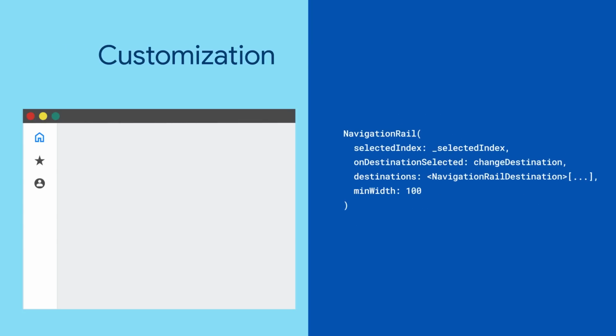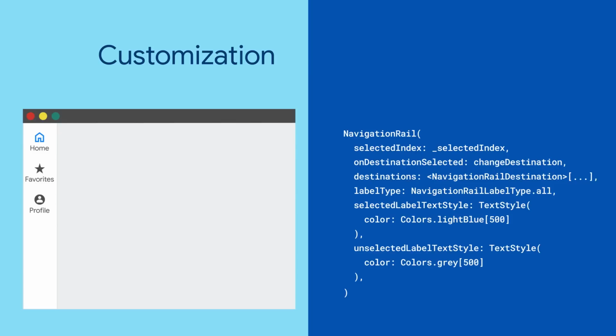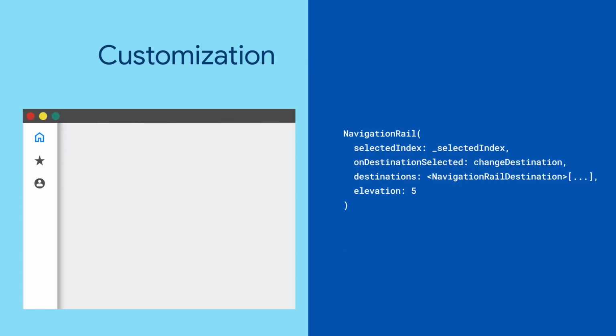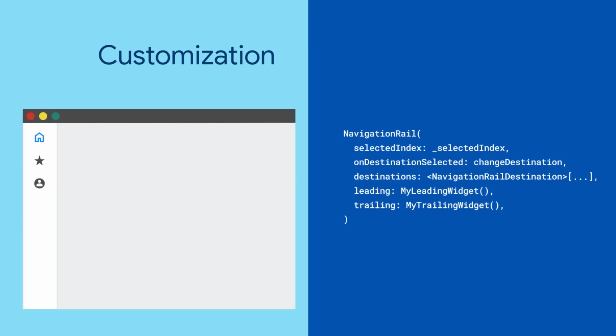To get a little bit fancier, you can also set a minimum width for the NavigationRail, enable and style the labels for the navigation items, configure the NavigationRail's elevation, and add a rounded highlight behind the currently selected icon. Switch things up by giving the NavigationRail a background color or modifying the rounded highlight color using indicator color. You can also add leading and trailing widgets that will show up before and after the list of destinations.